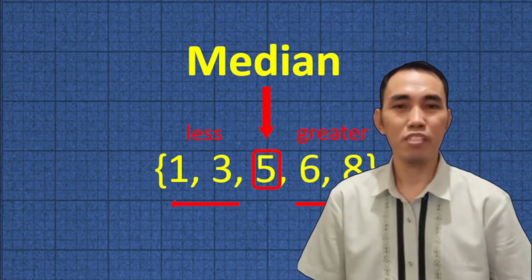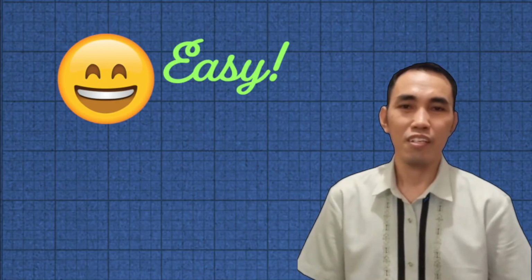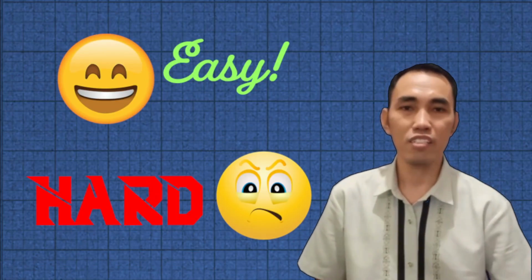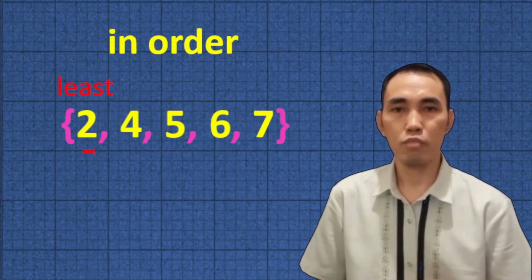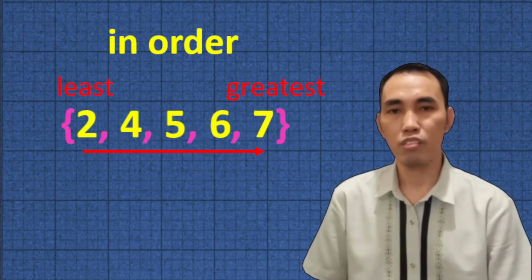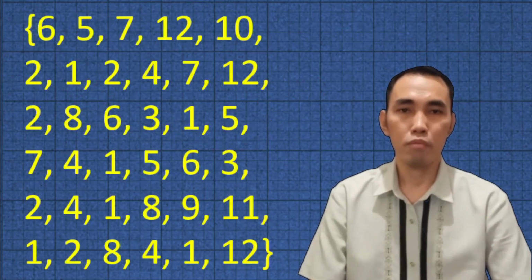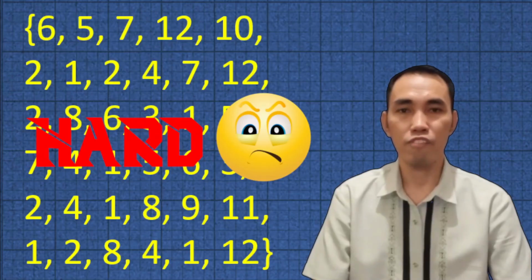Sometimes, finding the median of a dataset is easy, and sometimes it's hard. That's because finding the middle value of a dataset requires that its members be in order from the least to the greatest, or vice versa. And if the dataset has a lot of numbers, it might be hard to put them in the right order if they are not arranged.